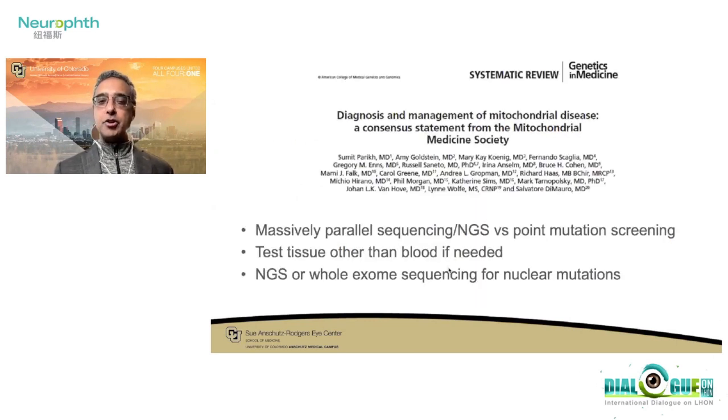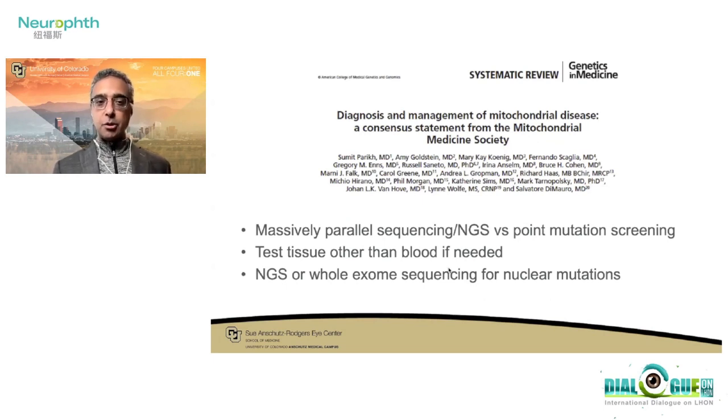And this paper suggested that point mutation screening, now this is again talking about all mitochondrial disease and not just LHON, was insensitive enough that they recommended massively parallel sequencing, next-gen sequencing, in the majority of patients presenting with a mitochondrial phenotype. And these tend to be more complex neurological presentations.